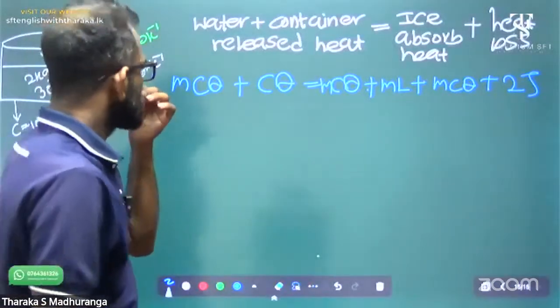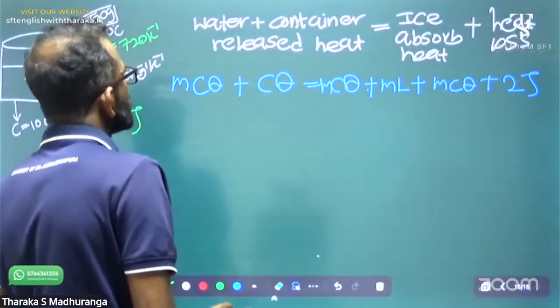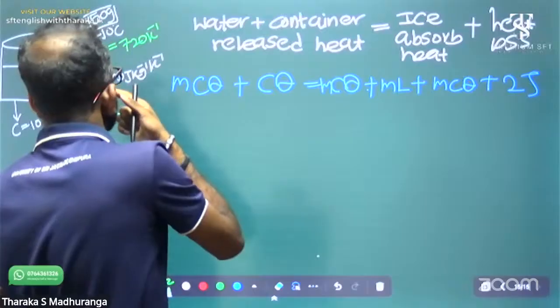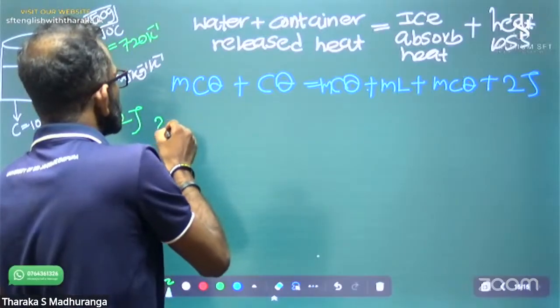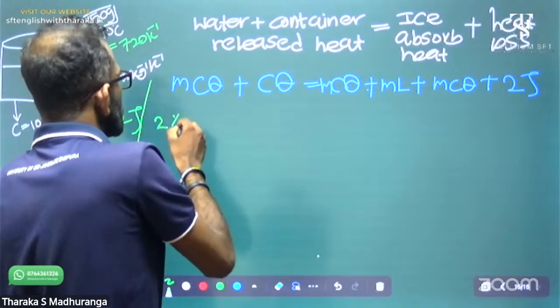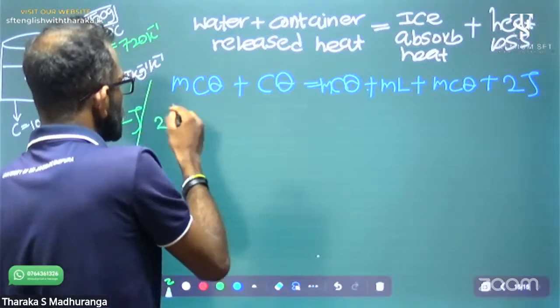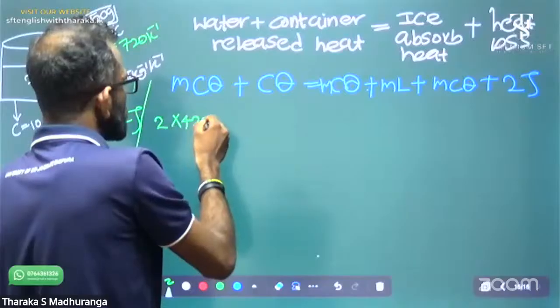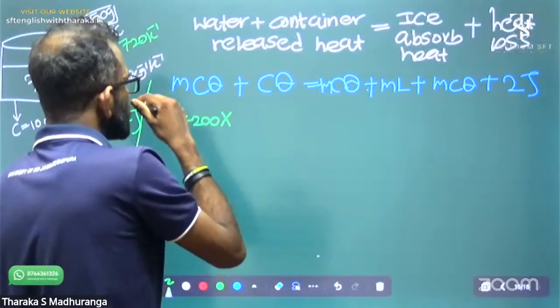Okay, look at this. mc theta. It is 2 kilogram. Specific heat capacity of water 4200. Temperature difference.